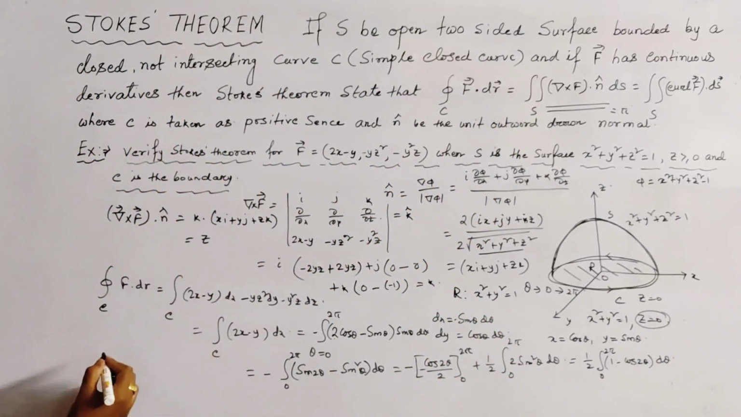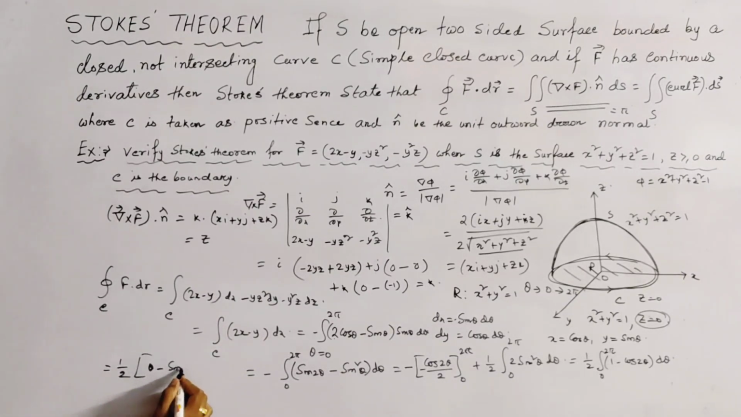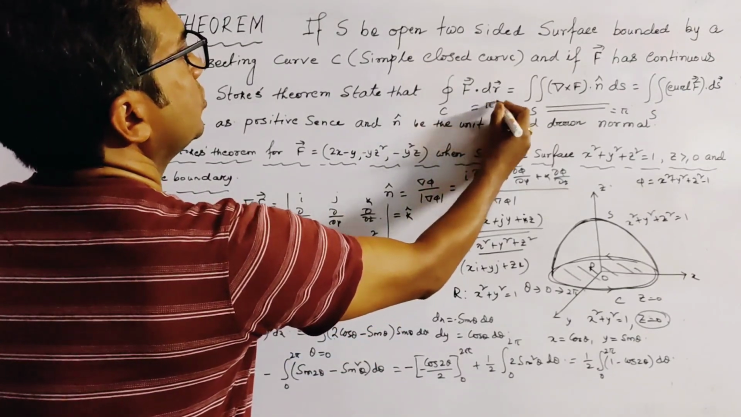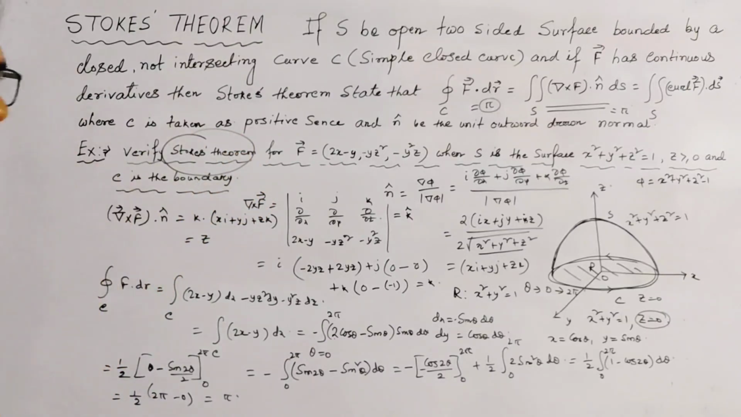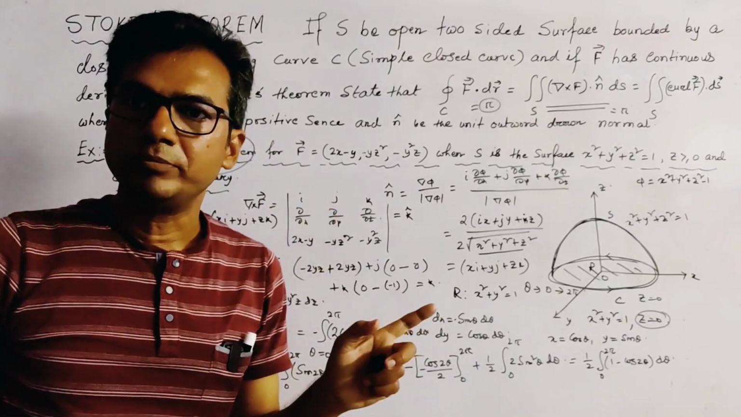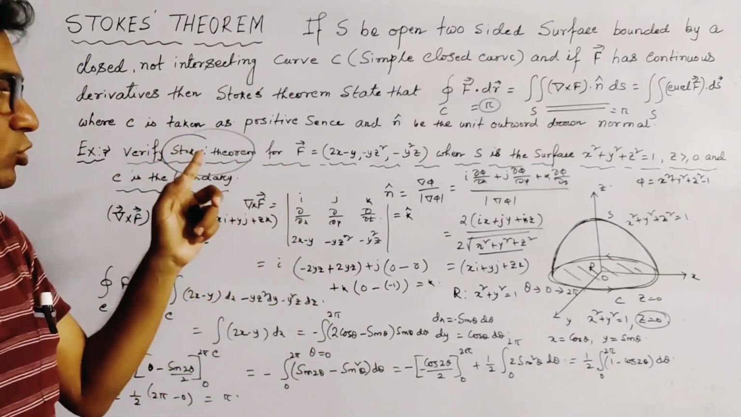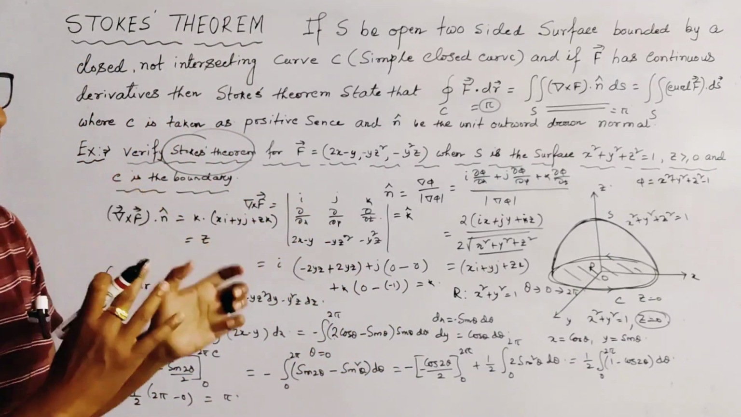And the value of the integration is half into theta minus sin 2 theta by 2, and the range is 0 to 2 pi. So from here we get half into 2 pi minus 0, this is pi, and the left hand integration is also pi. So we say that Stokes theorem is verified. Okay, this is an important problem for Stokes theorem. So this is today's class.